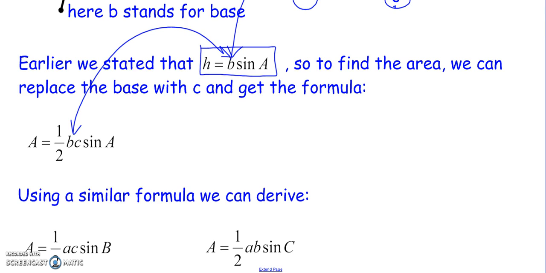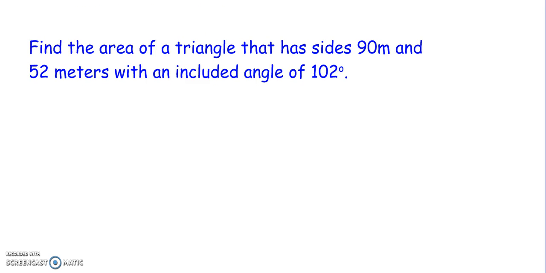And because you can use different letters, depending on whether you know angle B or angle C in a triangle, it's essentially the other two sides times the sine of the included angle, 1/2 of that. So we'll do a little practice on the next slide, and we should be able to call it a day.